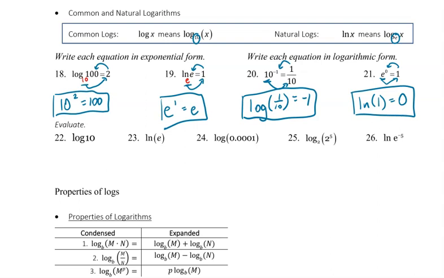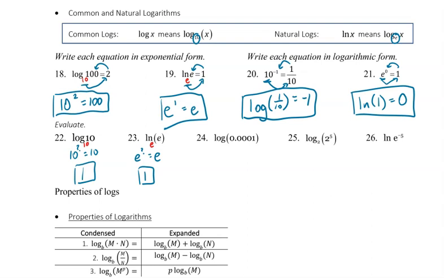All right, so now we are going to go through and evaluate some more. So remember, this is just asking the question. So for the first one, it's really log base 10. So this is asking 10 to what power equals 10? Well, that power would have to be 1 because it didn't change. Same thing, ln of e. That really means log base e. So e to what power equals e? 1.